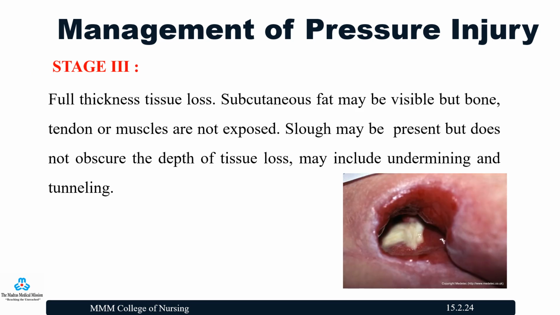Coming to the management of pressure injury in the third stage, that is stage 3 pressure injury. In stage 3, there will be a full thickness tissue loss. Subcutaneous fat may be visible, but the bone, tendon or muscles are not exposed. Slough may be present, but does not obscure the depth of the tissue loss. Undermining and tunneling may be there.